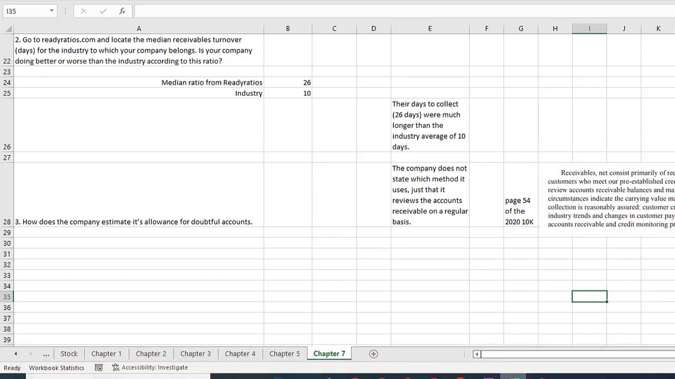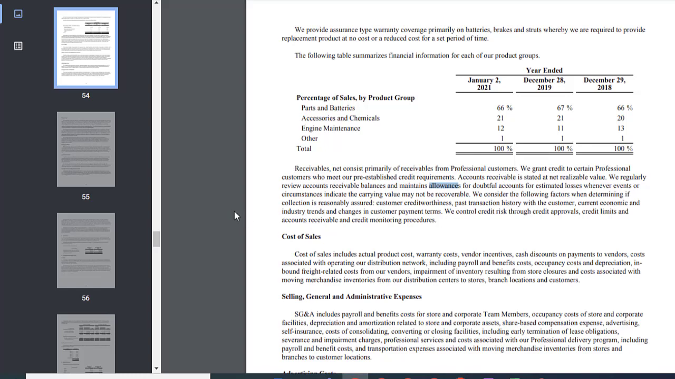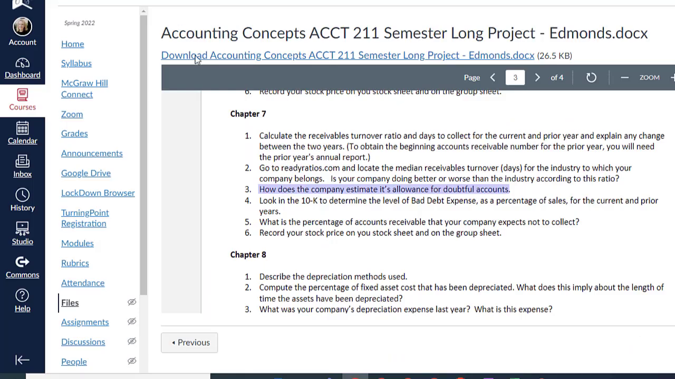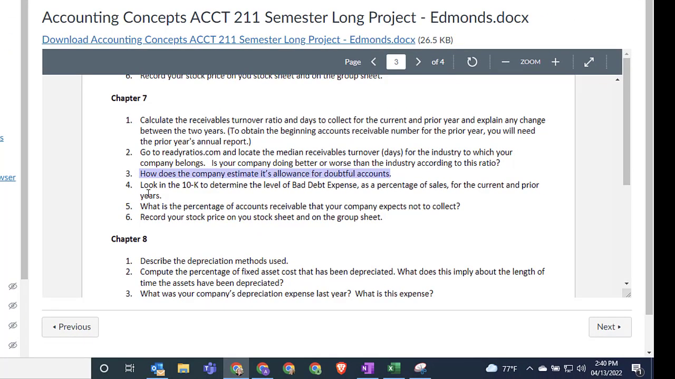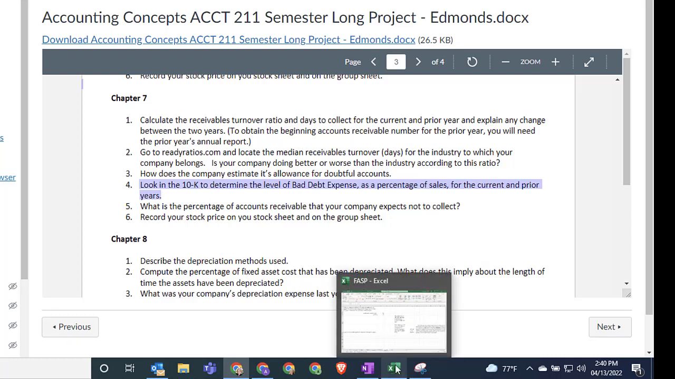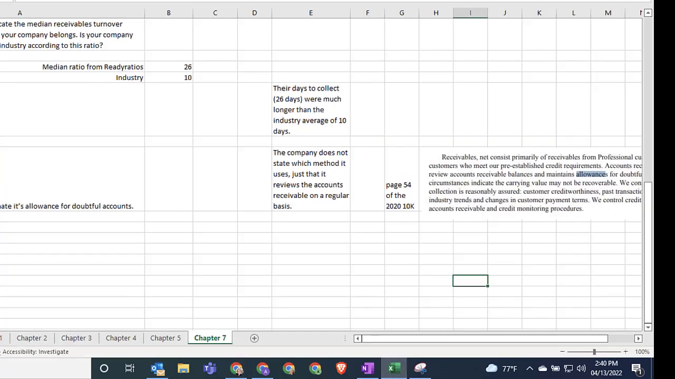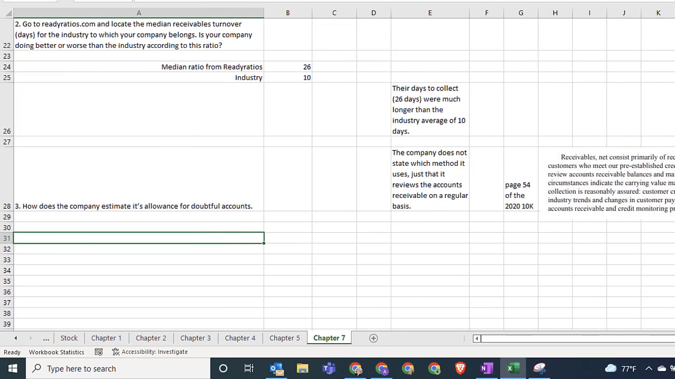Let's go back to our questions. Okay. Here is the bad debt. So we found that, so we know where that is. So Command C. So it may not be called bad debt. It may be called additions. So you just have to kind of look around. Let's go ahead and just paste this first.